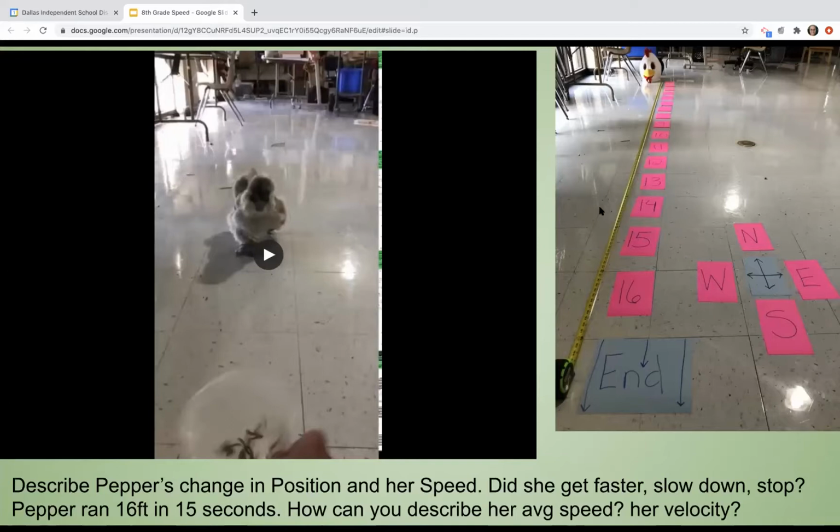So pick a reference point in the video. And then, did Pepper get faster or slow down? Did she stop at any point in the video? And just for your reference, she ran about 16 feet in 15 seconds.